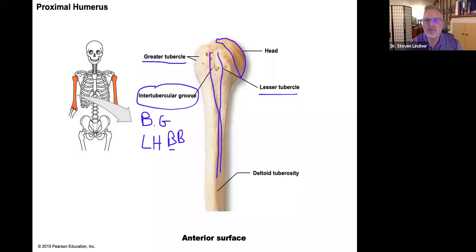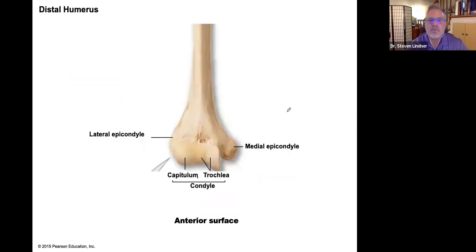That clunking can be the clunking of the long head of the biceps tendon, clunking in and out of that groove over these tubercles. So it's like bump, bump, bump every time this rotates back and forth. And then midway is the deltoid tuberosity, which is where the deltoid muscle attaches.